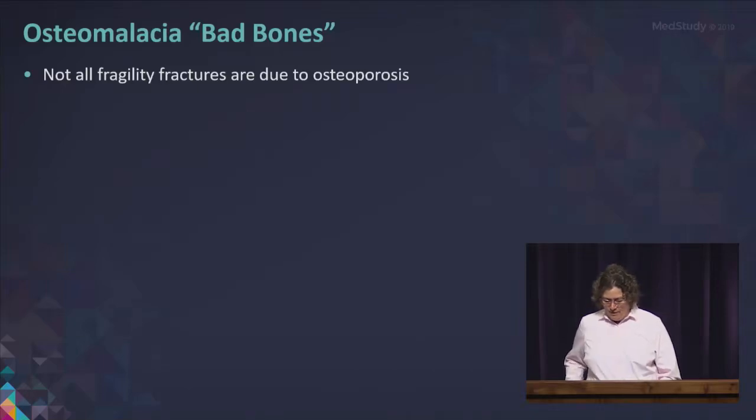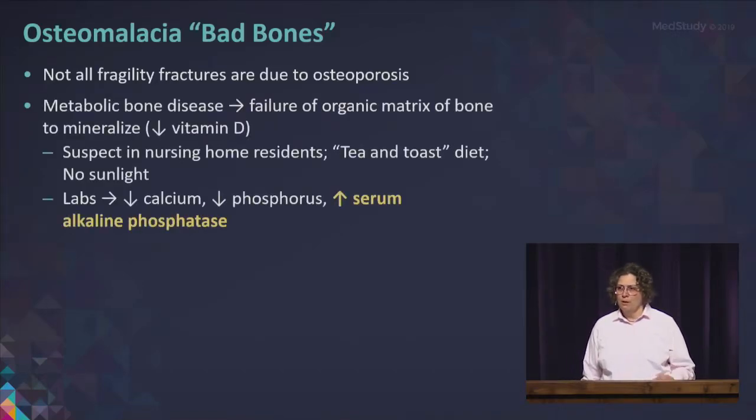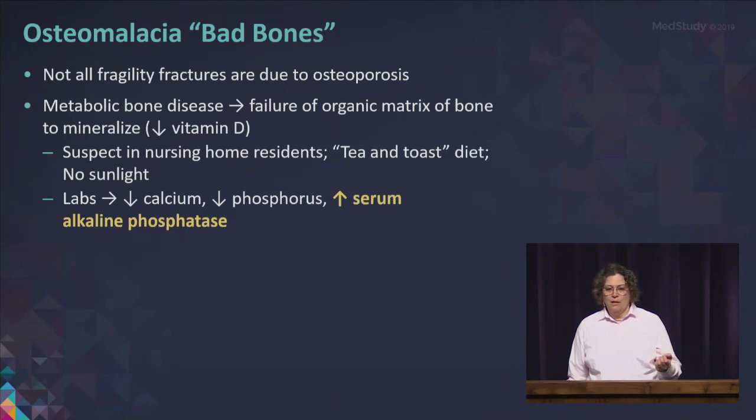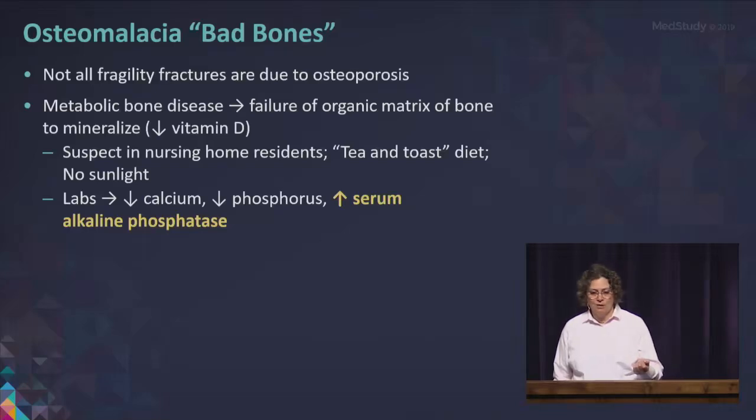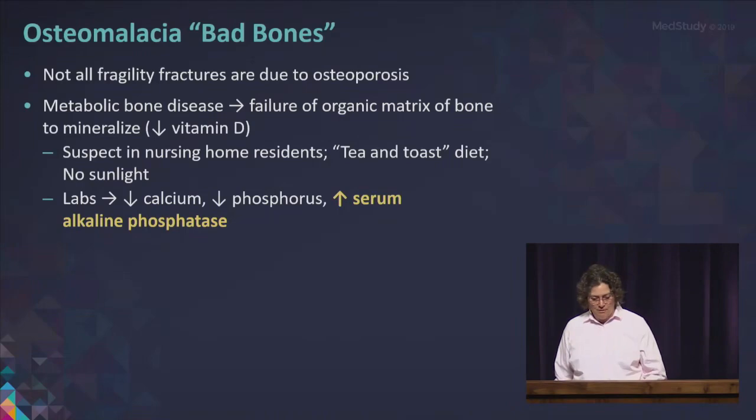All right, down to the last two things we're going to be talking about. First is osteomalacia, which means bad bones. You do have to keep in mind that not all fragility fractures are due to osteoporosis, that metabolic disease is real. And what happens with osteomalacia is that there's profound vitamin D deficiency. And because of this profound vitamin D deficiency, there's calcium and phosphorus that is low and a very high serum alk phos, and that should be making you think of it. Low calcium, high alk phos.